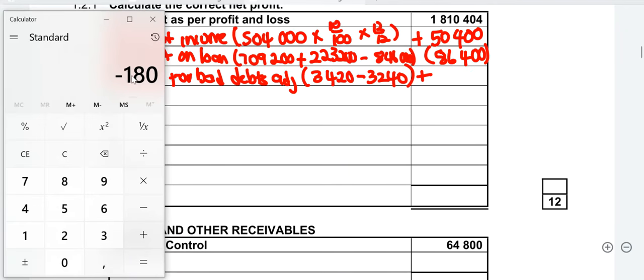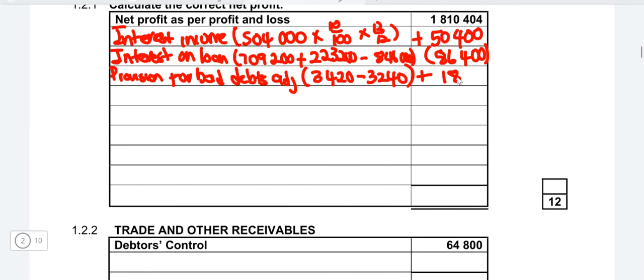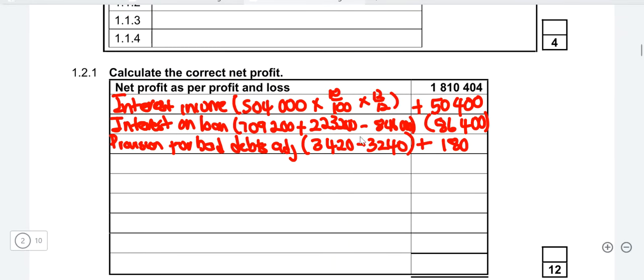The difference is 180. Let's see, 3,420 minus 3,240, we are getting 180. Which means that our net profit is increasing by 180. We are saving more money on providing for our debtors just in case they don't pay. So our net profit goes up. Why? Because this is an income to us. So now let's see the next adjustment.